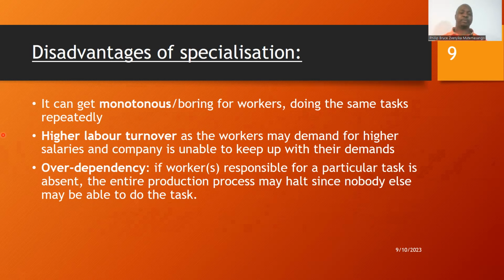So if a worker now becomes responsible for a particular task, the moment they're absent, that means the entire process of production may halt, since nobody else may be able to do that particular task. So there will not be enough products to be produced because that person will not be available or is absent. So it affects the quantities that you are going to produce as a business.